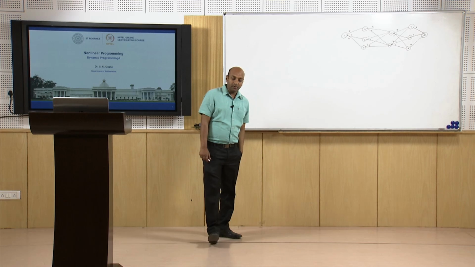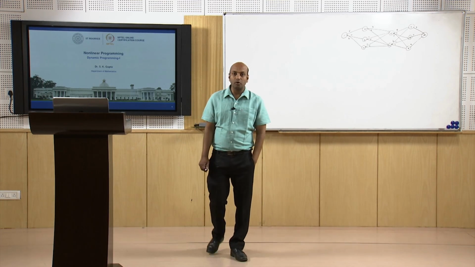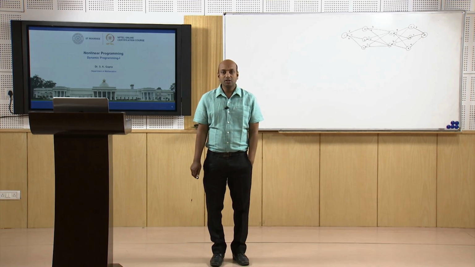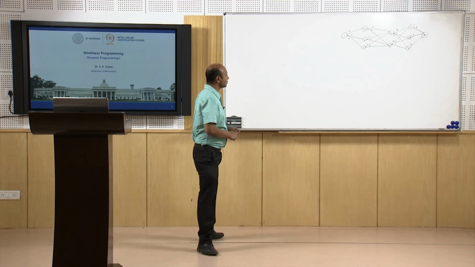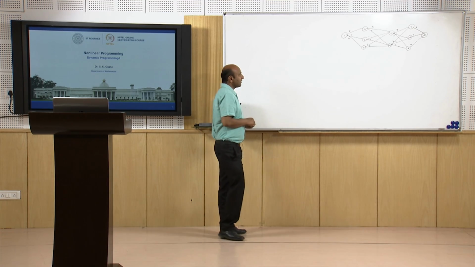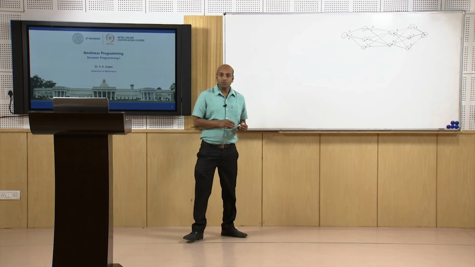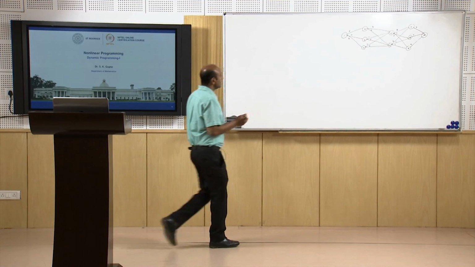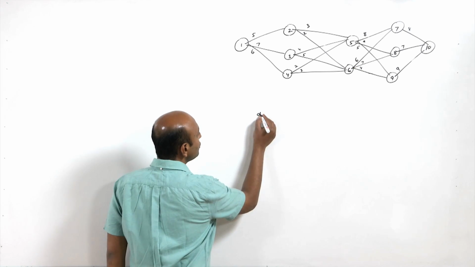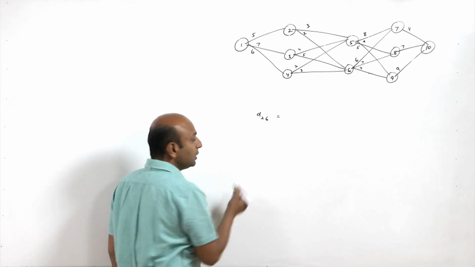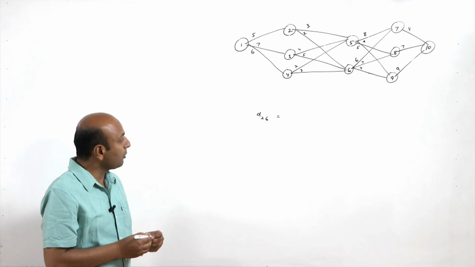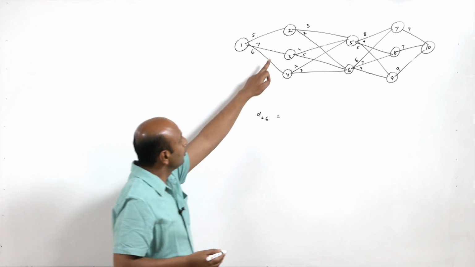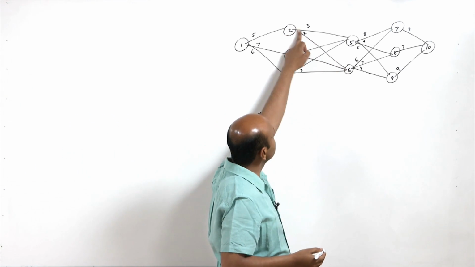So, we have 2 methods, either we can use backward recursion or we can use forward recursion. Suppose we use backward recursion. How can we solve? So, first is define certain terms. First, dij is the distance of the arc joining the nodes i and j. Suppose you want to find out d26. D26 is the distance from node 2 to node 6, the distance is 2 units.